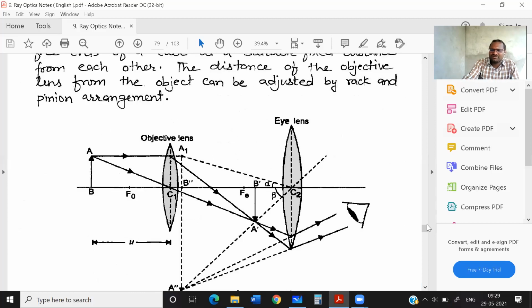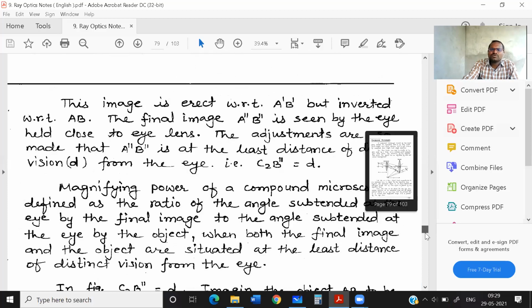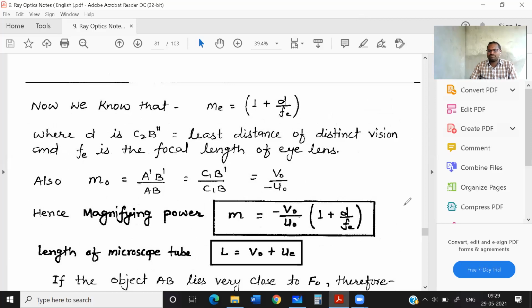After that, compound microscope, I am not expecting this question this year. The only thing you need to remember is the compound microscope magnification formula. This is the formula: m equals minus v naught by u naught into 1 plus D by f e. v naught is the image distance for objective, u naught is the object distance for objective, f e is the focal length of eyepiece. These formulas are very important. Length of compound microscope formula is v naught plus u e.